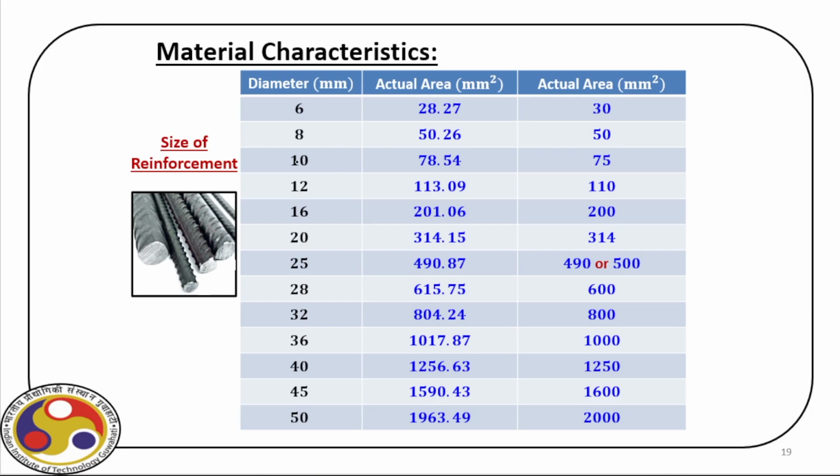The first point to be noted is the diameter. For each diameter, we have the actual area. Then as we increase the diameter, this cross-sectional area increases, and if we use higher diameter bars, obviously it will provide more capacity against tension.